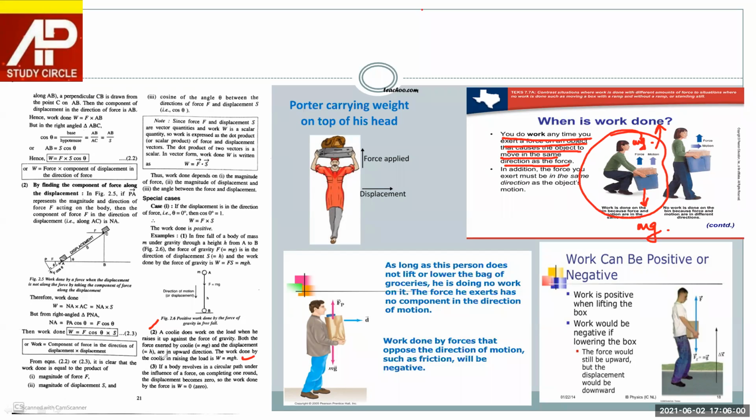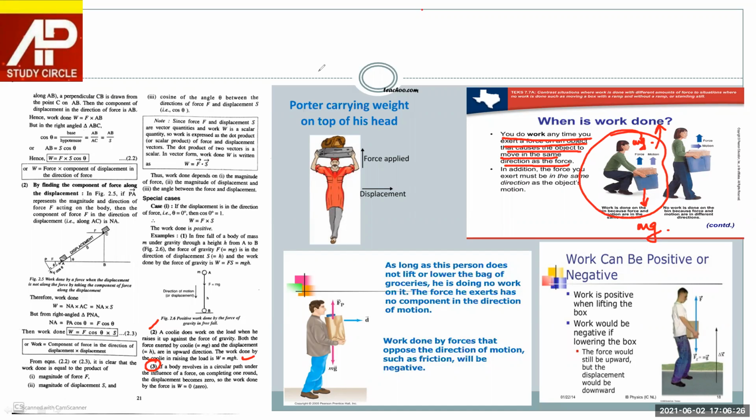The third case. If I ask you the question that although the body is showing displacement, even then there is no work done, what would you give as the example? The body is showing displacement, even then no work is done, when either force is zero or displacement is zero.